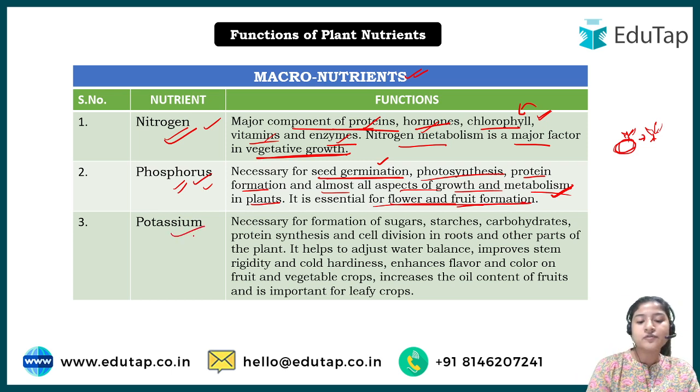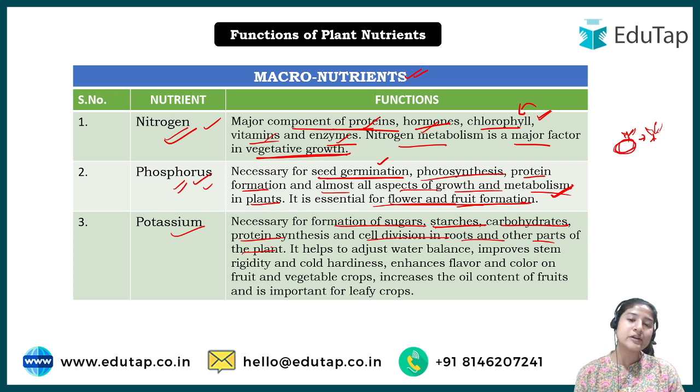Next is potassium. It is necessary for formation of sugar, starches, carbohydrate, protein and cell division in roots and other parts of the plant. Alright, so you will find the PDF in Telegram also. Just go through it once. Here all the functions have been written. Potassium is part of the basic structure of sugar, starch, carbohydrate, protein, whatever is present inside a plant at the microscopic level, cellular level, I would say. And it helps in cell division also. Cell division is when one cell divides, breaks into two parts, for growth, right?